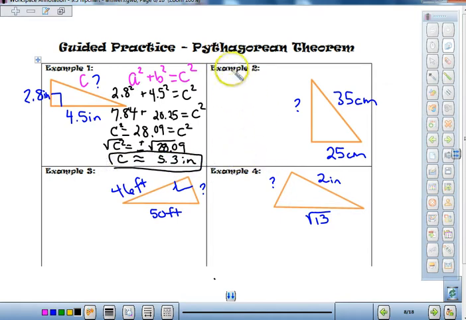We're going to do number 2 together. And in number 2, we are looking at, again, starting with a squared plus b squared equals c squared. But this time, we'll notice one of our legs is missing. So if we want to write 25 as being our a, we have 25 squared plus b squared is equal to 35 squared. Again, if you need to pause the video to write this down, do so.